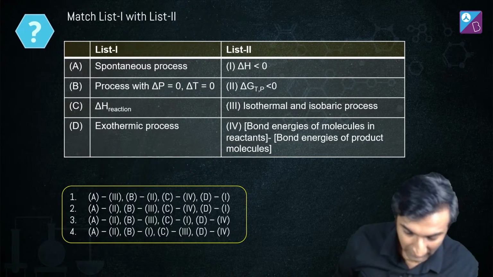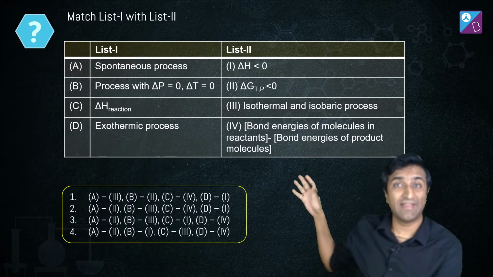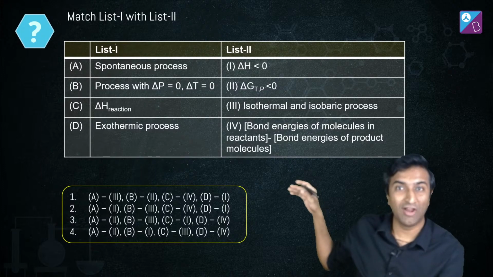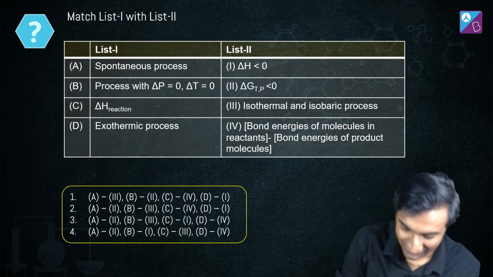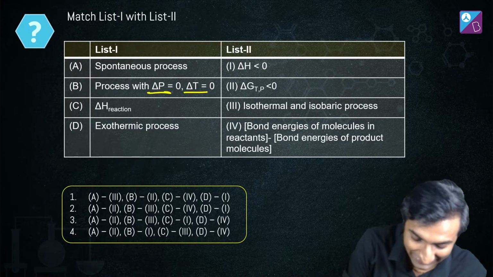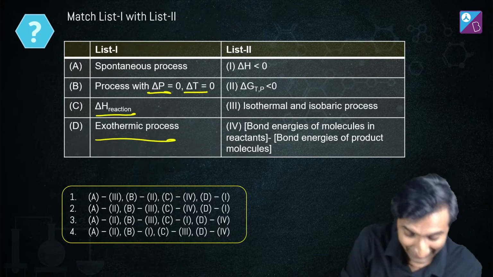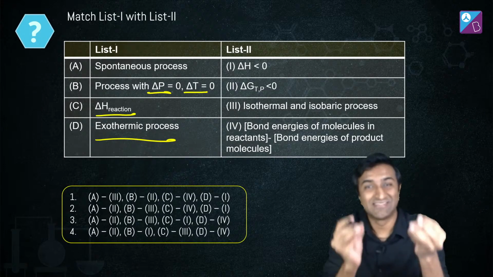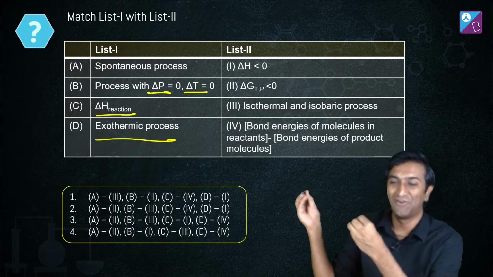Okay, another one for you. Look, these are the kinds of questions that come in JEE Main. Match the column. Look, what is a spontaneous process? Process with P equal delta P 0, delta T 0, delta S, reaction definition, exothermic process. Just put in a little effort, and questions like this will get done.